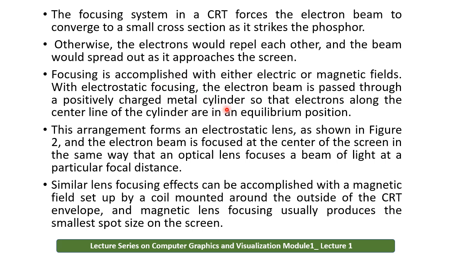so that the electrons along the center line of the cylinder are in an equilibrium position. This arrangement forms an electrostatic lens, which is able to produce focusing at the center of the screen, just as an optical lens focuses a beam of light at some focal distance. Similarly, focusing can be accomplished with a magnetic field set up by a coil mounted around the outside of the CRT envelope. Magnetic lens focusing usually produces the smallest spot size on the screen.